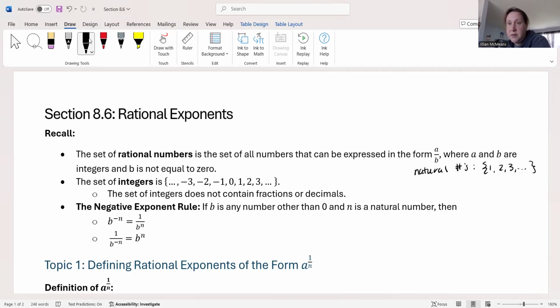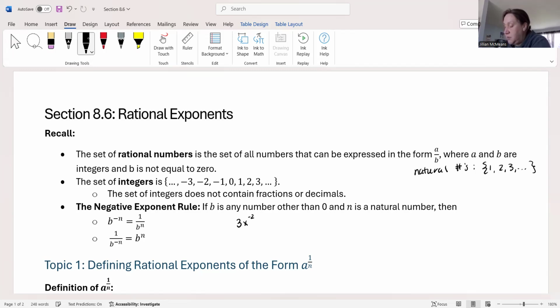We have the negative exponent rule, and it says if b is any number other than 0 and n is a natural number, then b to the negative n equals 1 over b to the positive n, and 1 over b to the negative n equals b to the positive n. Essentially, when you have a factor in an expression that has a negative exponent, it needs to change places in a fraction.